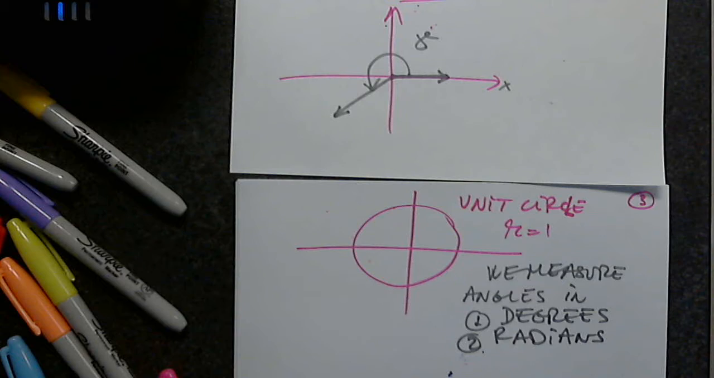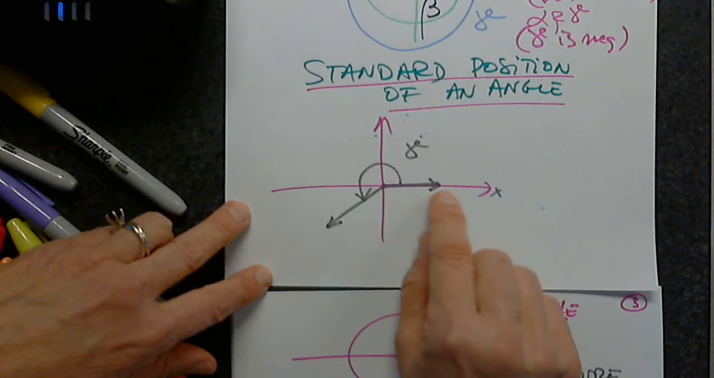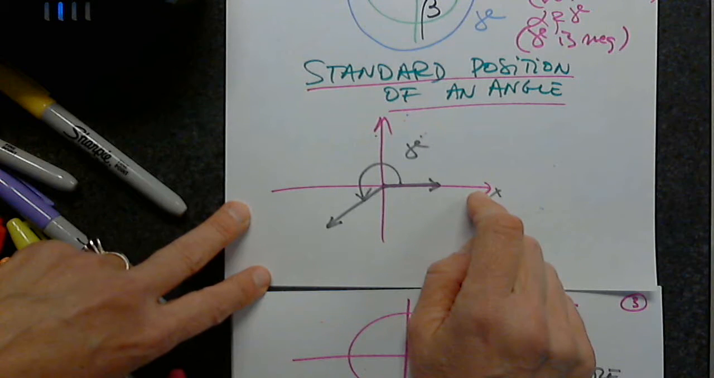Question. What's the definition again for standard position of an angle? Yes, the angle must start on the x-axis and end anywhere in any quadrant.